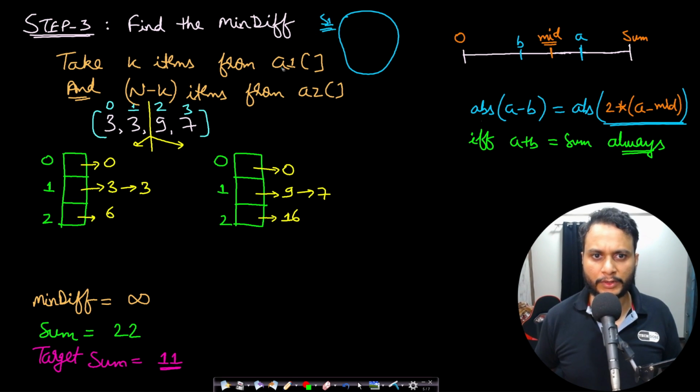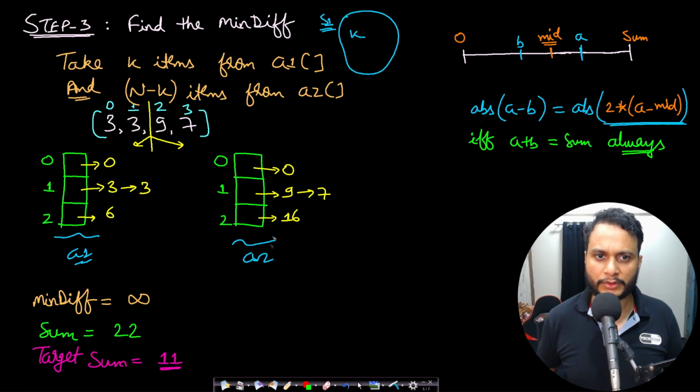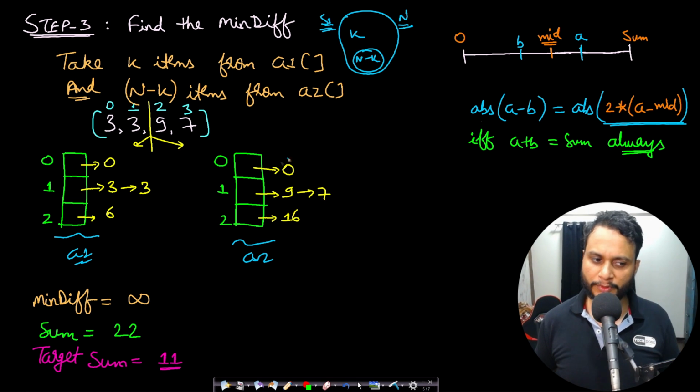So if I include, let's say, k elements from A1 into S1, then how many elements can I include from the second array into S1, so that in total I will have n elements? Definitely you can include n minus k elements from the second array, right? I hope you got this point.